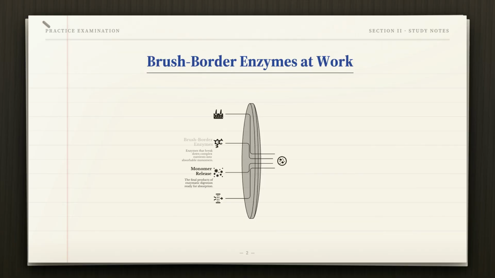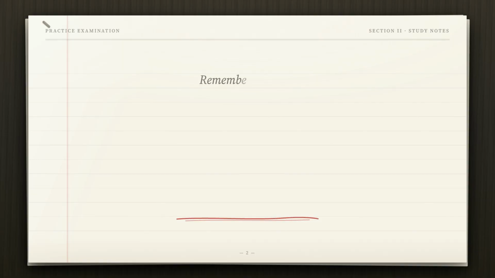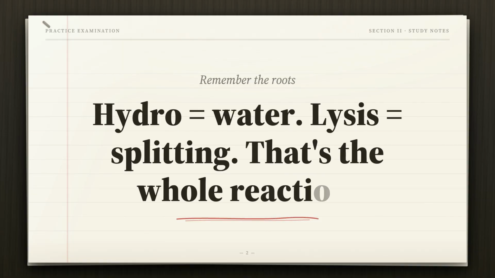Brush border enzymes like maltase, sucrase, lactase, and the peptidases aren't floating loose in the gut. They're embedded directly in the microvilli membrane, so the final hydrolysis happens right where the resulting monomer gets absorbed. Dehydration synthesis builds polymers by removing water, while hydrolysis reverses that by adding water to break the bond. When exam pressure hits, trust the word itself. Hydro means water, lysis means splitting.